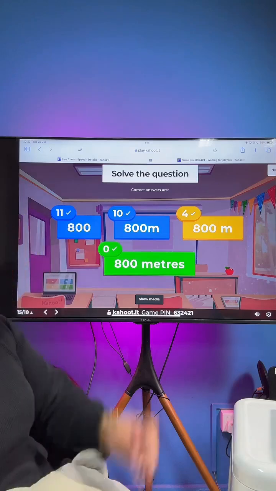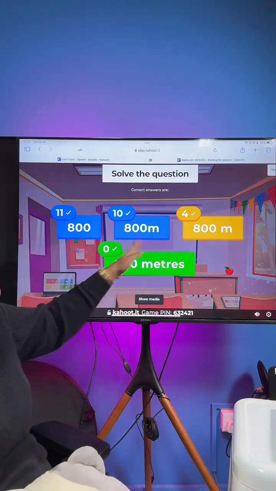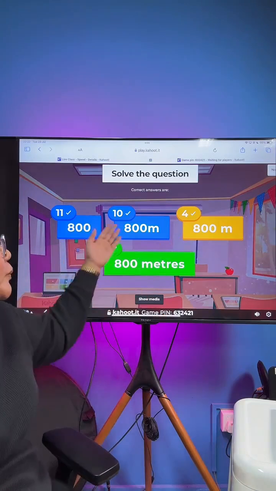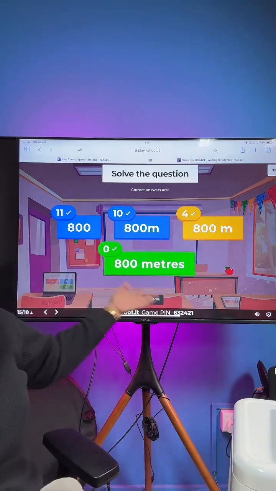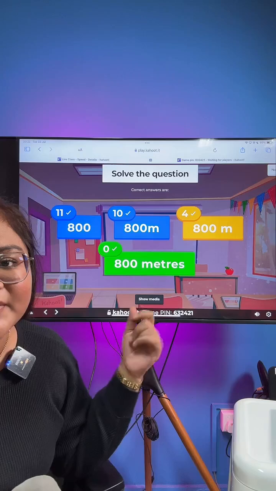Good job. Okay, friends, so the answer is 800. Those of you who gave all these differing answers, whether you put the units, you put space between the units, you spell the whole thing out, I will still accept, okay?